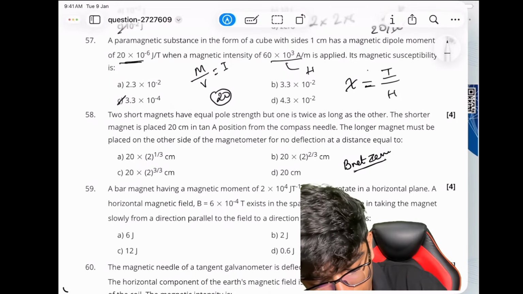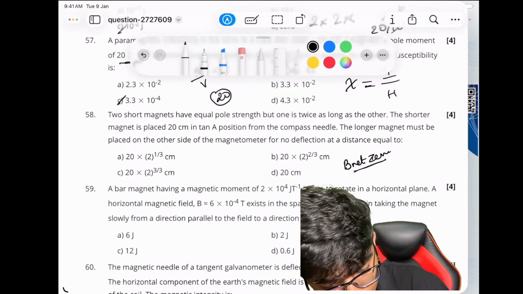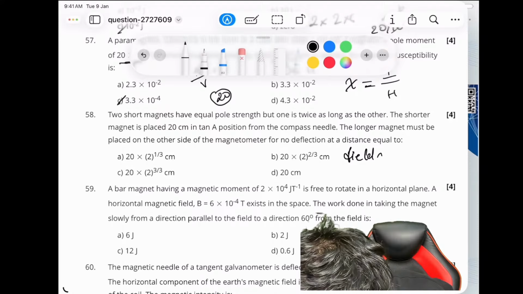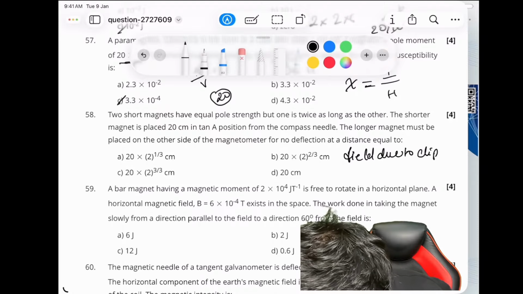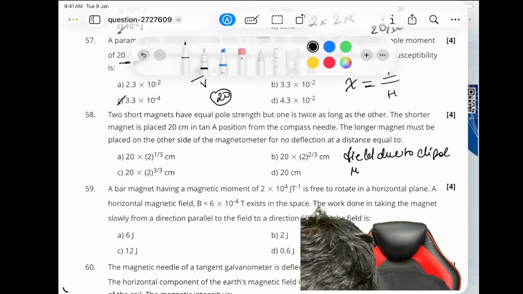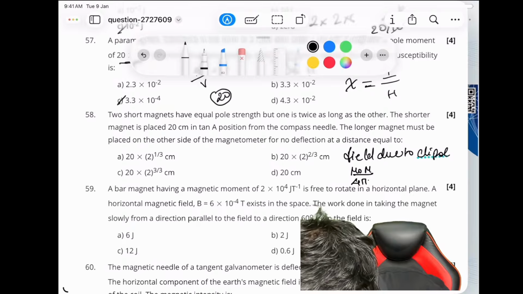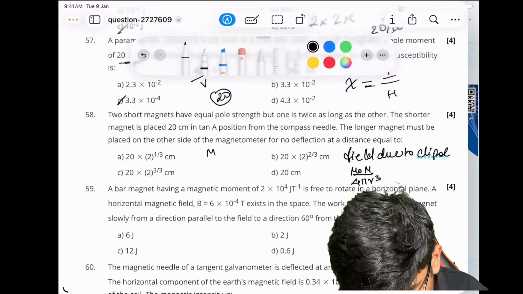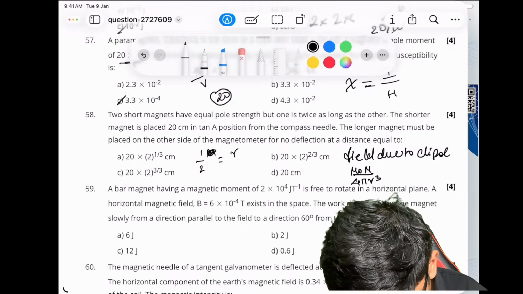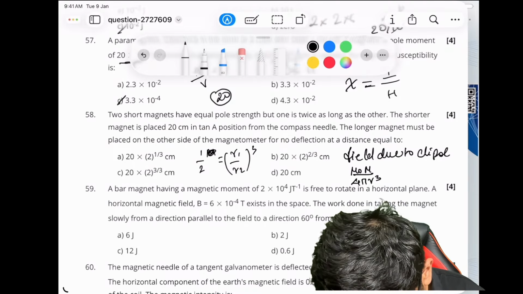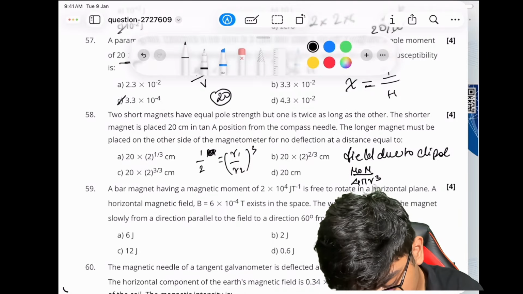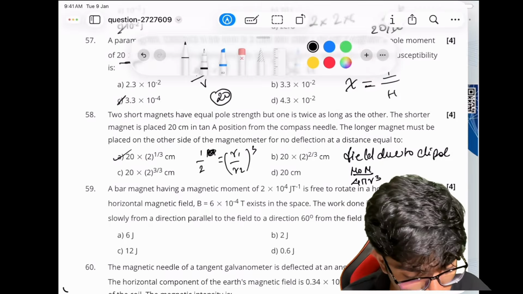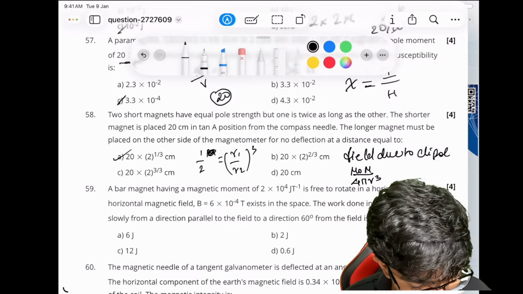Field due to dipole, I'll write it down. Field due to dipole is equal to mu naught m by 4 pi r cube. The dipole moment ratio is 1 by 2, which is equal to r1 by r2 whole cube. So the ratio should be 1 by root 3 under cube root. Fine.